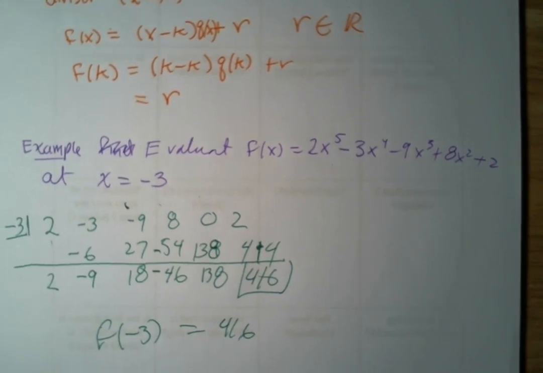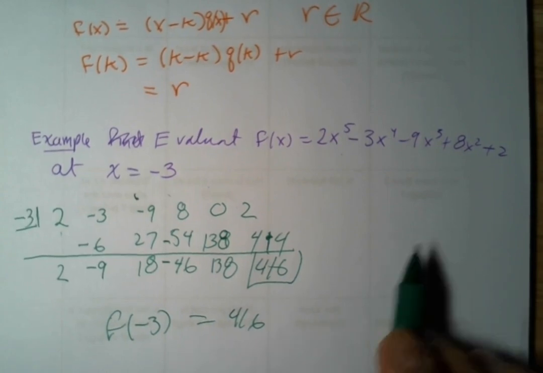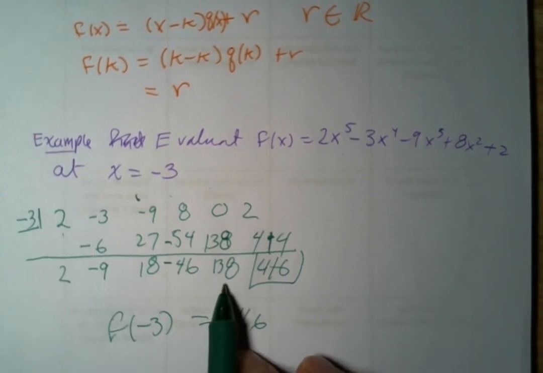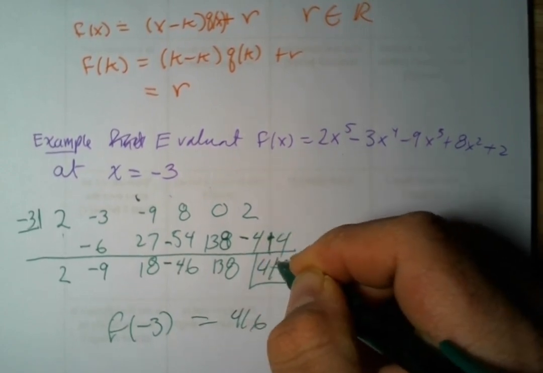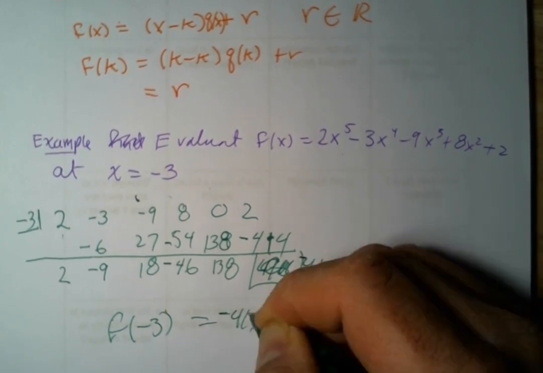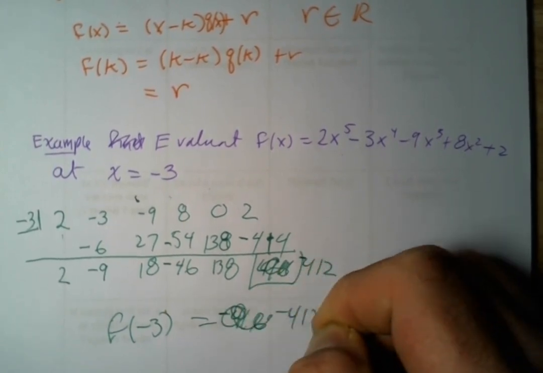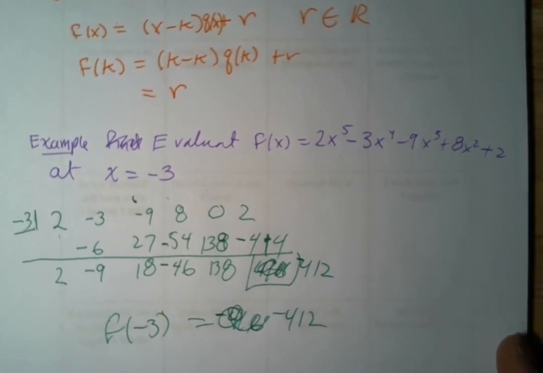Notice that this is a much more straightforward operation than what we had before. Actually, I forgot a negative here, so this is negative 412. And that's how you would apply the remainder theorem to evaluate the polynomial at some value for x.